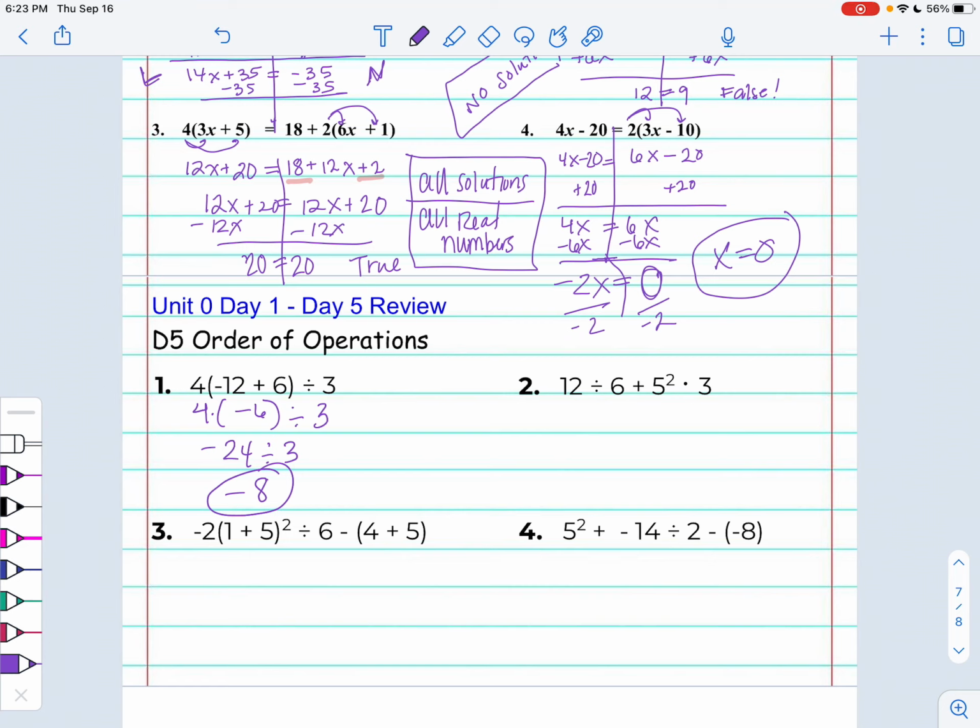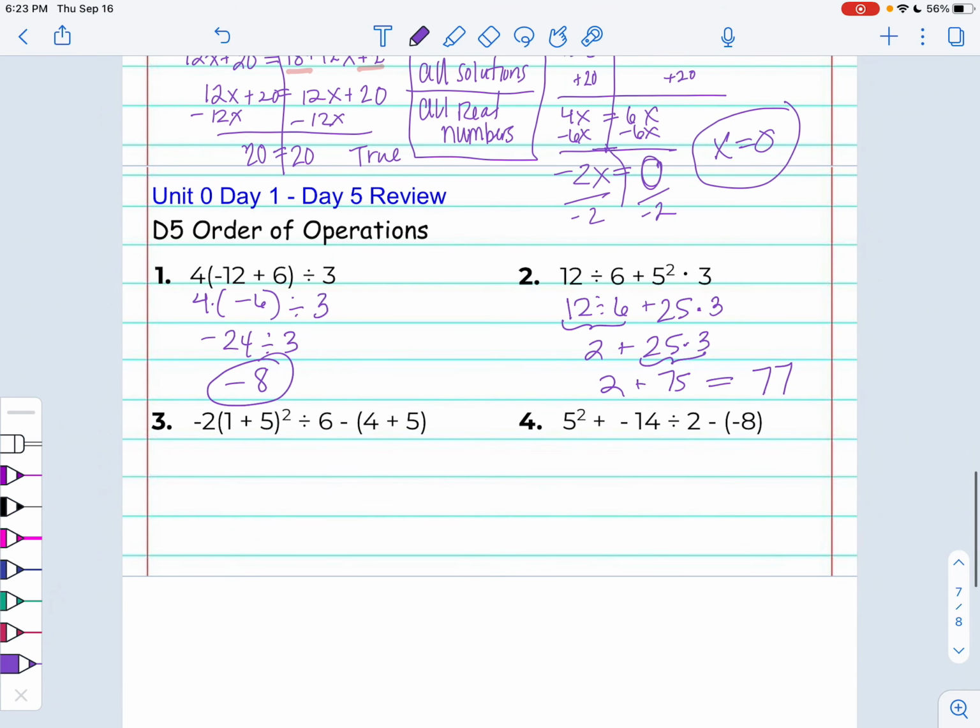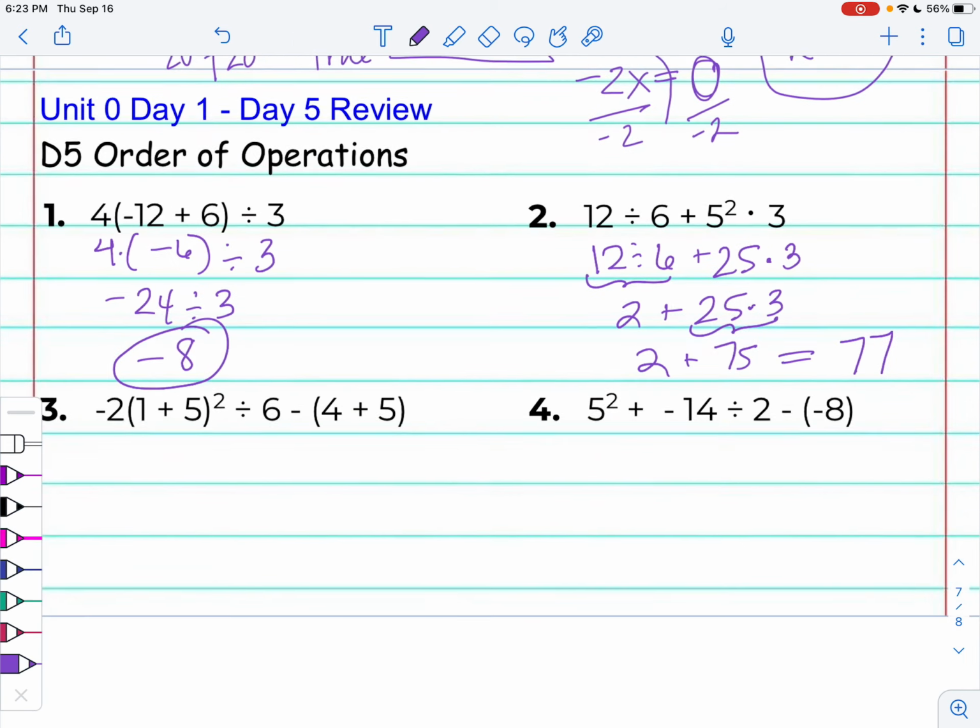Okay, first exponents. Okay, then I'm going to do multiply and divide from left to right. So my answer is 77. Remember to pause. I'm just going through these. You guys need to pause, play if you have questions.